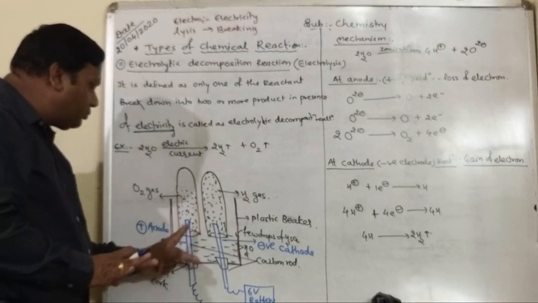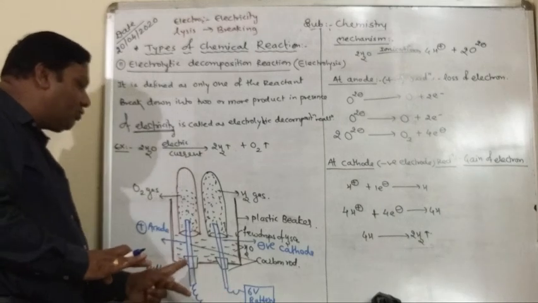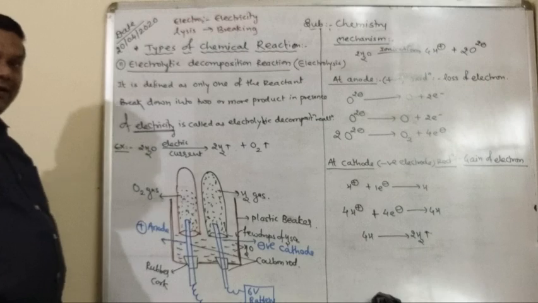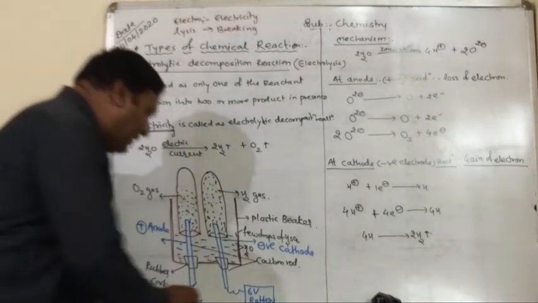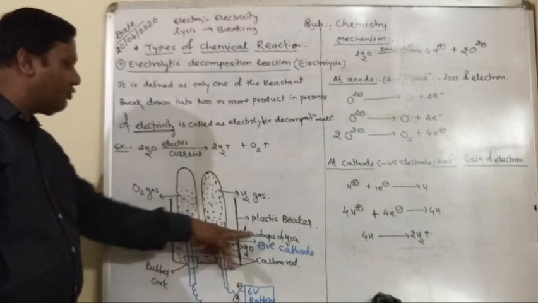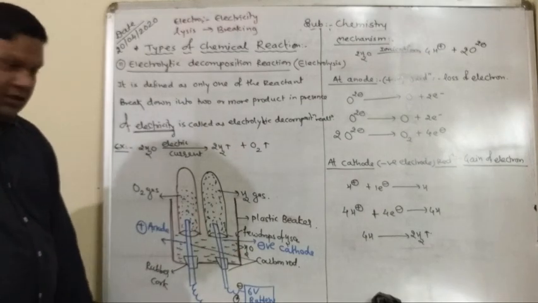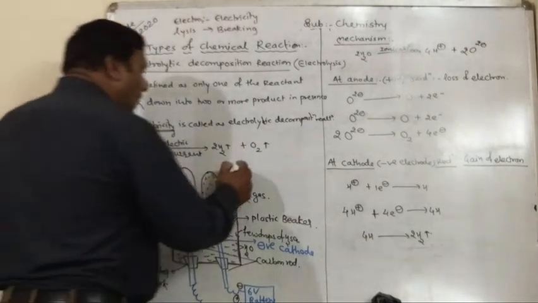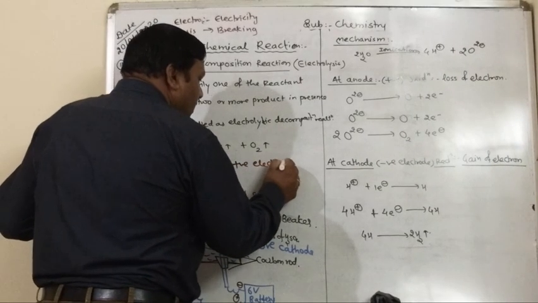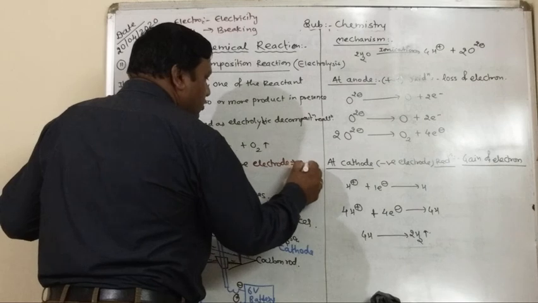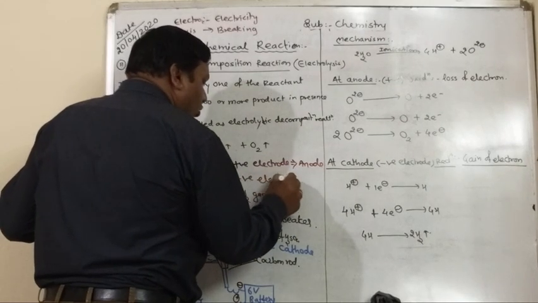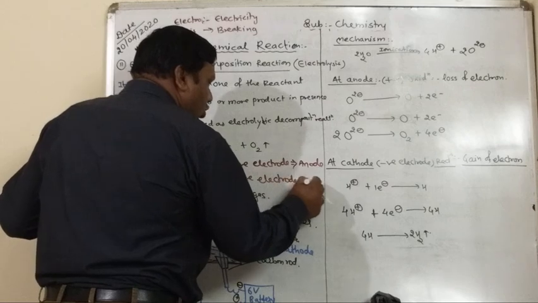Okay. Now the positive terminal of the battery connects to this electrode, which is called the positive electrode, named the anode, and the negative terminal of the battery connects to this electrode, which is called the cathode. Okay. Positive electrode is anode. Any doubt? And negative electrode is cathode. Any difficulty?